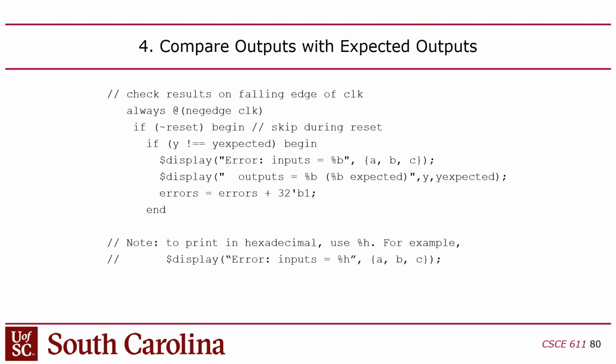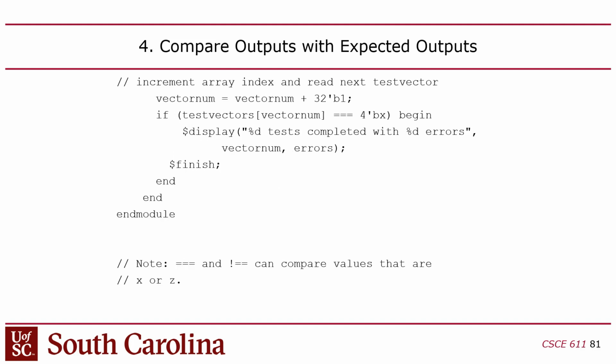And then we have another always. Oh, actually, no, I'm sorry. This is all part of the same one. In the same always statement, we check if Y is Y expected. If not, we increment the error counter and then display a message. And then this part here checks to see if the vector that comes out of the vectors array is an X, which will happen after we read past the last vector stored in there. So this is just a stopping condition. And then finally, if that's the case, we have a finish, which stops the simulation. Make sense?